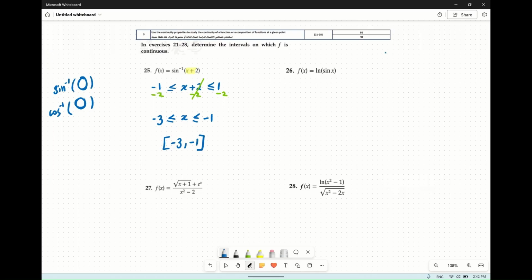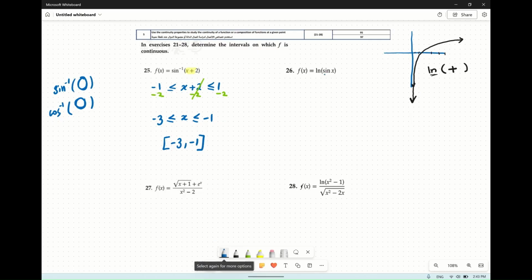Okay. Now for question number 26. We need to remember something about the ln function. Whenever you draw the ln function, it looks like this. Now, the ln function can only accept positive values of x. It cannot take negative values. So whenever I say ln of whatever, this thing here should be positive and more than 0. Why? Because at 0, the function keeps going down to negative infinity. So the 0 is a vertical asymptote for the ln.